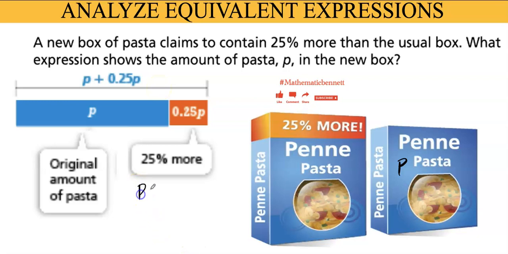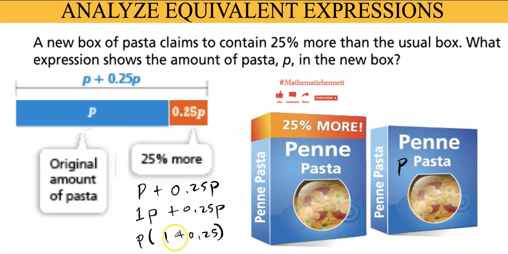So if we have P plus 0.25 P, we can rewrite this because we know that there is a 1 directly beside that P. The coefficient of P is 1, and we have 0.25 P. We see that P is common to both terms, so we can factor out P. So we get P times (1 plus 0.25). From there, we know that 1 plus 0.25 would be 1.25 P.